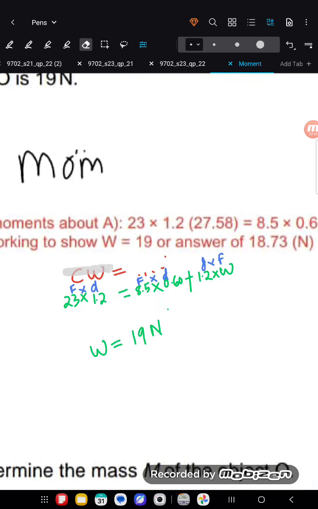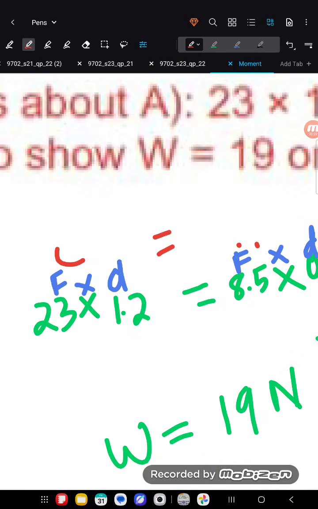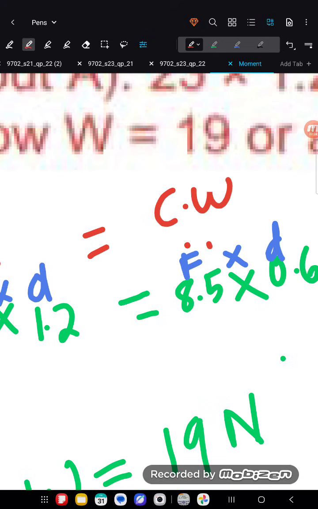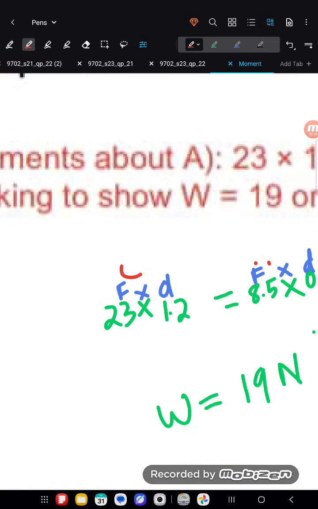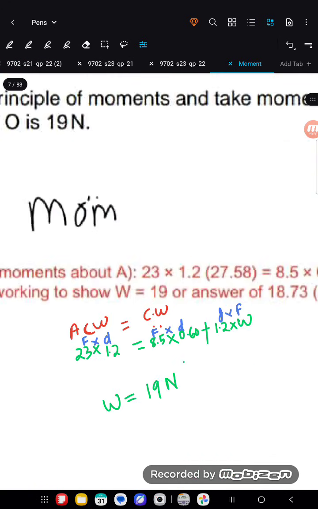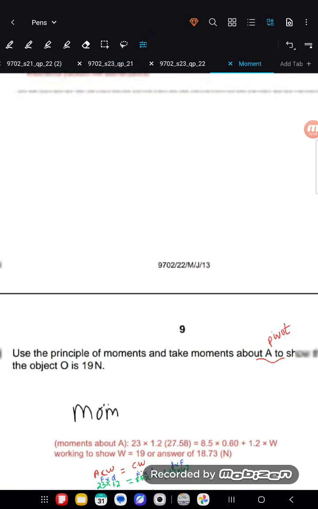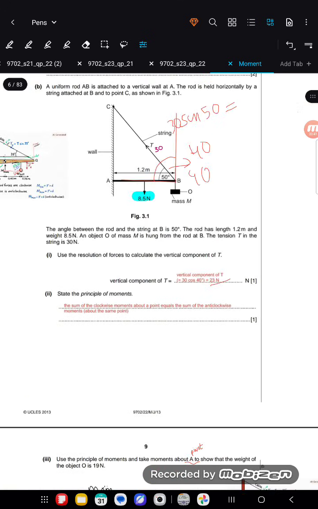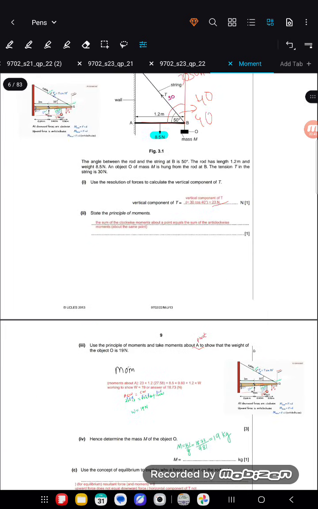I made a mistake, yeah. So this will be clockwise. In clockwise there are two forces and this will be anti-clockwise. In anti-clockwise there is one force, that is the vertical force. Force into distance, so 8.5 into 0.60, and this is 1.2 into W.